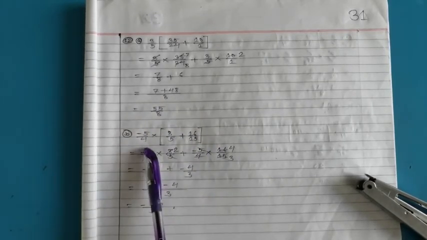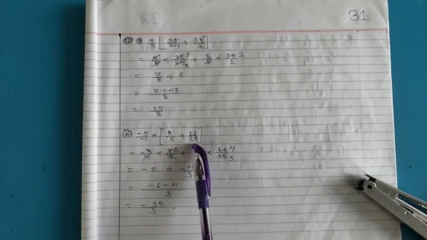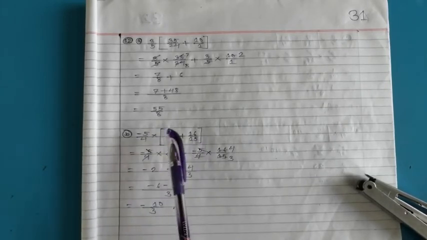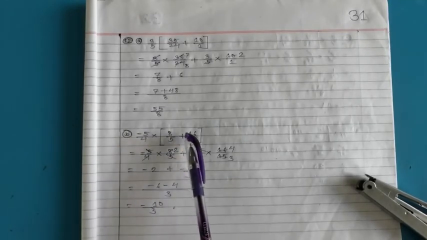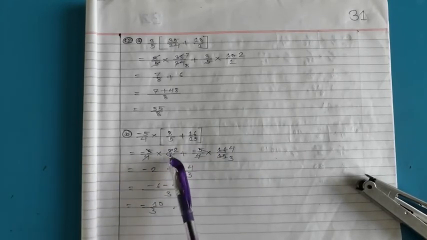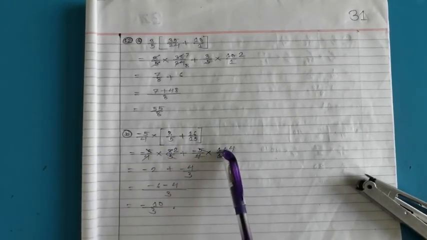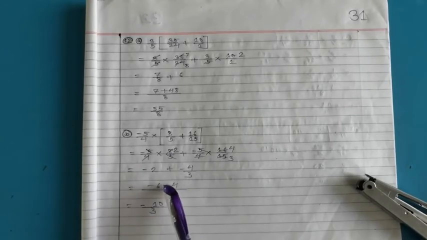Now the second part, minus 5 upon 4 multiplied by 8 upon 5 plus 16 upon 15. So minus 5 upon 4 into 8 upon 5, that one first, plus minus 5 upon 4 multiplied by 16 upon 15. So cancel out this one, it will be minus 2, and cancel out by 4, this will be 4, and by 5 this is 3, so minus 4 upon 3. So 3 is the LCM, so minus 6 minus 4 is minus 10 upon 3.